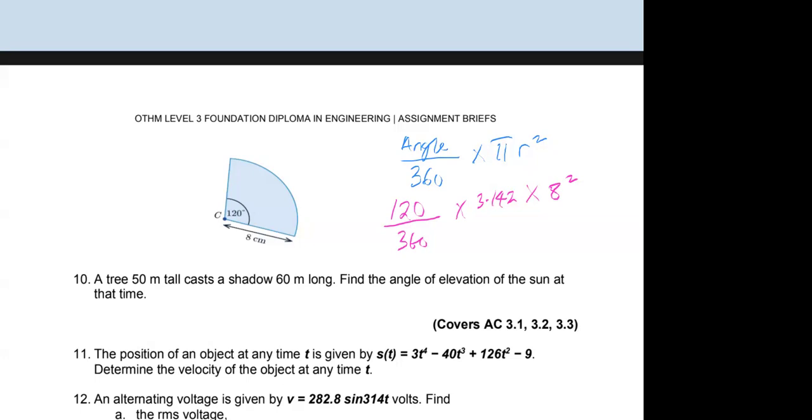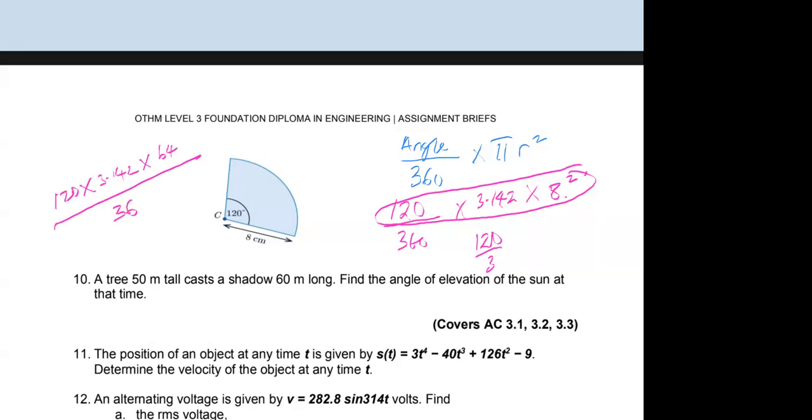Yeah, it's still a bit confusing, isn't it? Just put that, and it's going to be what? 120 divided by 360. Just multiply the top one, then divide by 360. That gives you 120 times 3.142 times 64. No, 8 squared is 64. Then divide it by 360. That one should not be hard for you. Just keep that on the screen for me. Okay, all right.